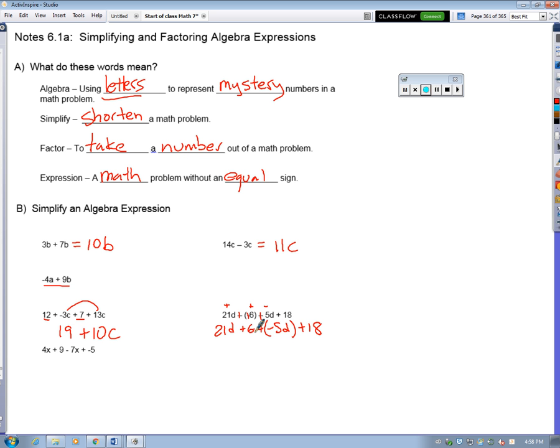Put all the stuff that's alike together. Take all your d's. Let's deal with those first. I've got a 21d and a negative 5d. I add those together and I get 16d.